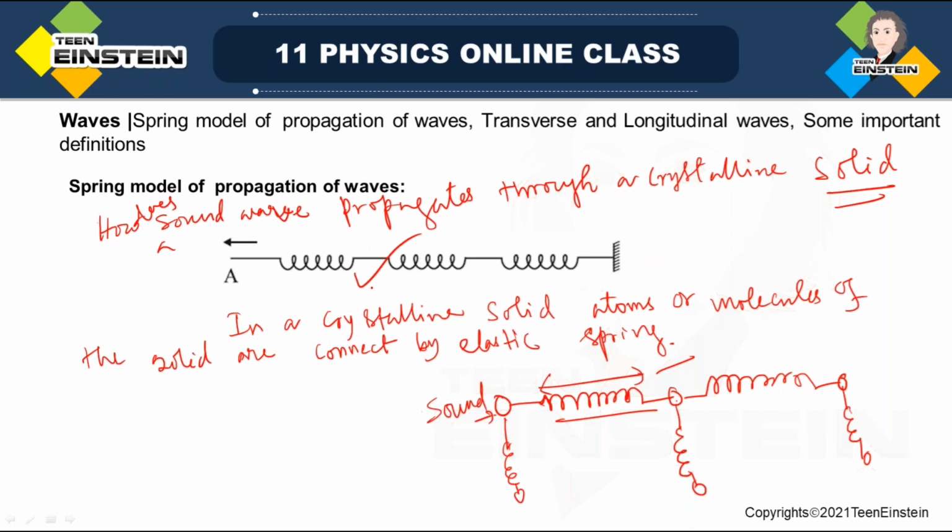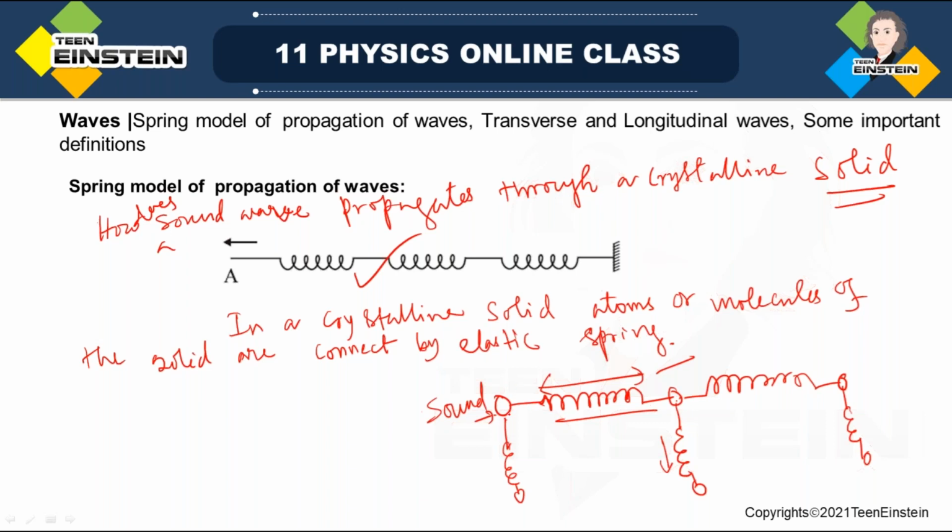The disturbance produced by the force is passed to the next atom, and so on. So what does that mean? Suppose this is getting disturbed, so that disturbance will go to here, and that disturbance will come here. This is how the sound wave will propagate through the crystalline medium.